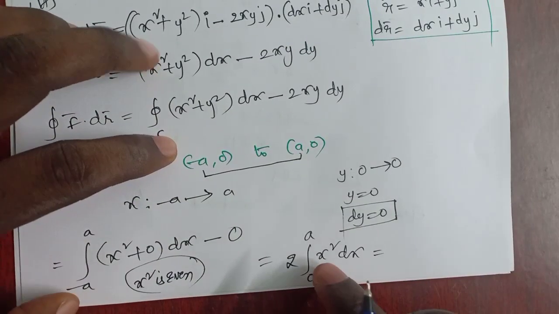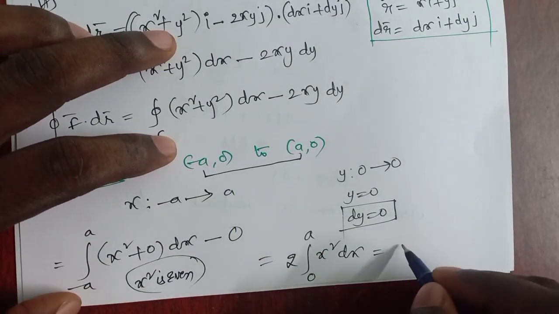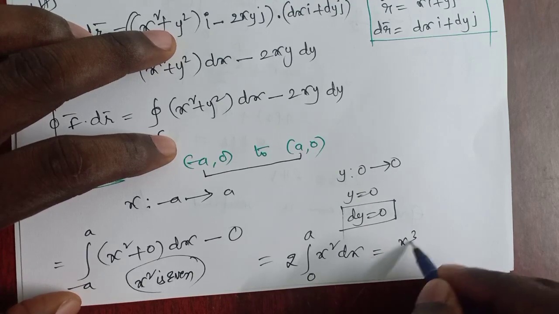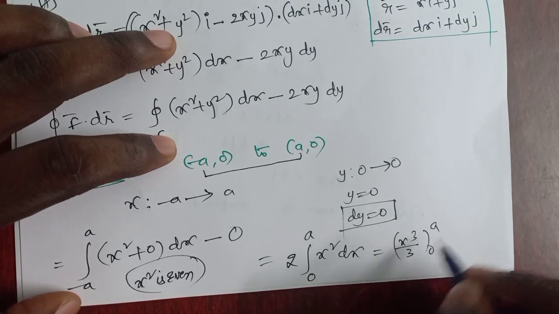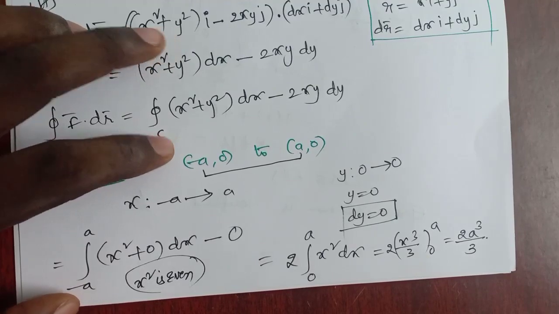So clearly, integration of x square is what? X cube by 3. The boundaries are 0 to a into 2. So substitute the upper boundary, which is 2a cube by 3. That is the first one, along the curve C1.